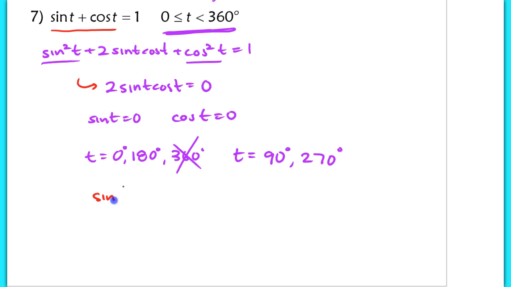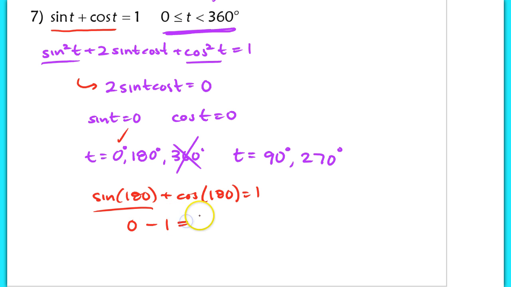So let's check each and every one. I'm going to take sine of 0 plus the cosine of 0 degrees and see if that equals 1. Well, sine of 0 is 0, cosine of 0 is 1, so that one does work. So our 0 degrees works. If I plug in 180, we know that the sine of 180 is 0, but the cosine of 180 is actually negative 1. So that does not work. So 180 degrees doesn't work.